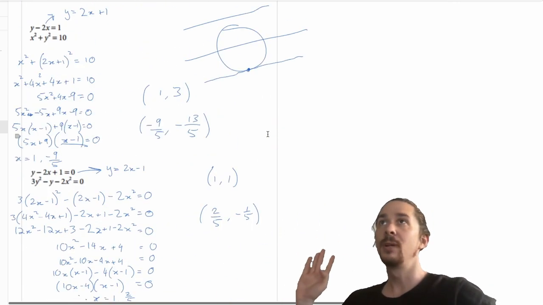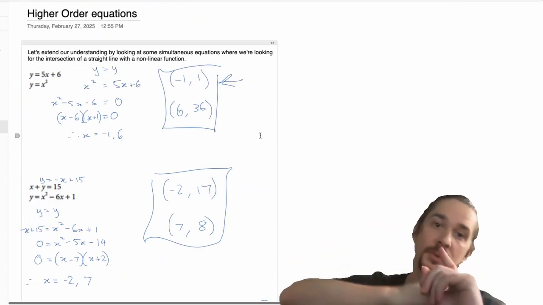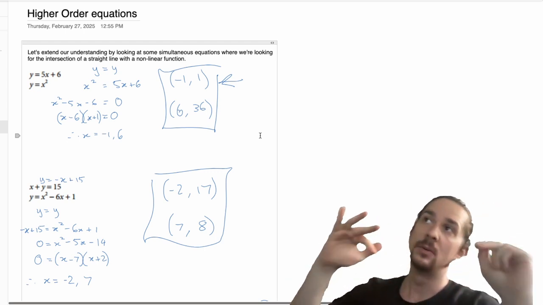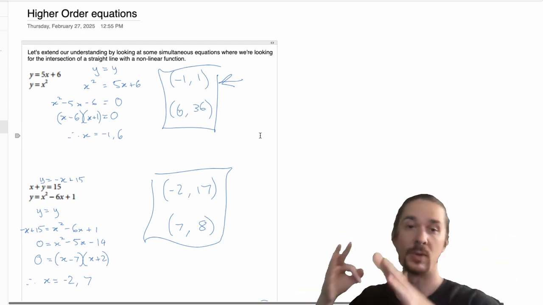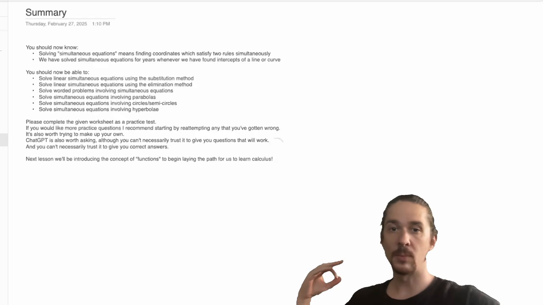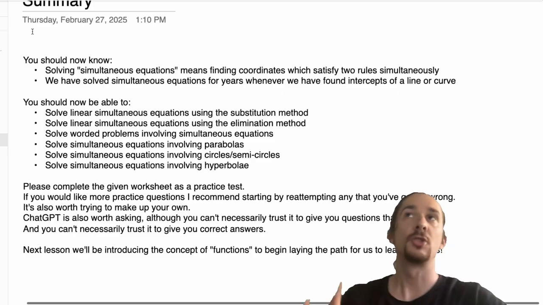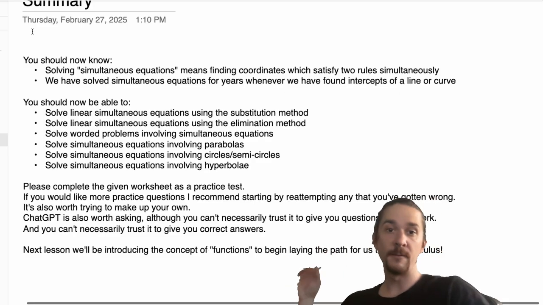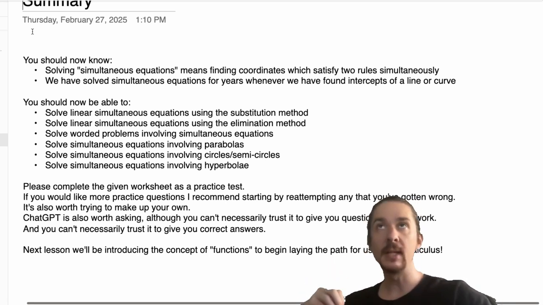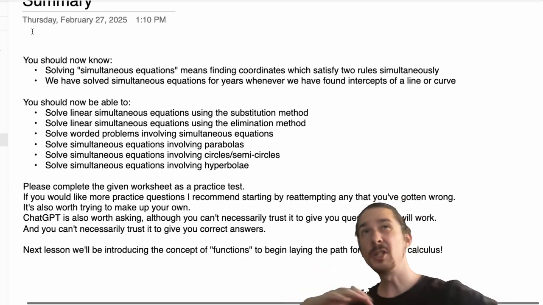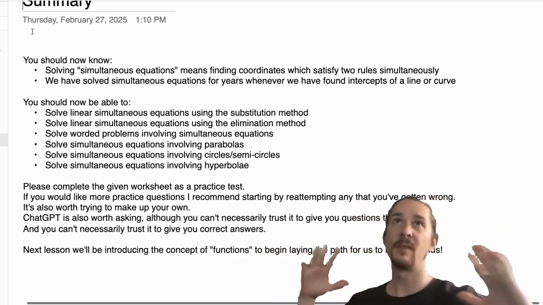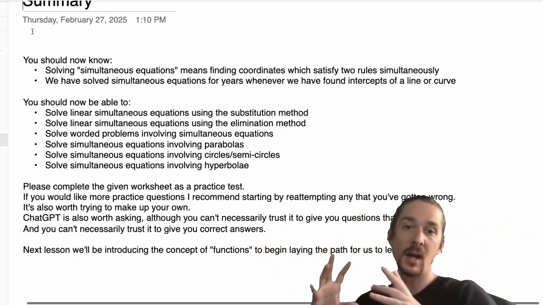So we have just gone through heaps of examples. We did a lot of examples of pure maths with 2 straight lines. We did some worded problems, and now we've done heaps of examples with higher order equations. I want to go through a quick summary now. You should now know that solving simultaneous equations means finding coordinates which satisfy 2 rules simultaneously. You should also now know that we have solved simultaneous equations for years whenever we have found x and y intercepts of a line or a curve.